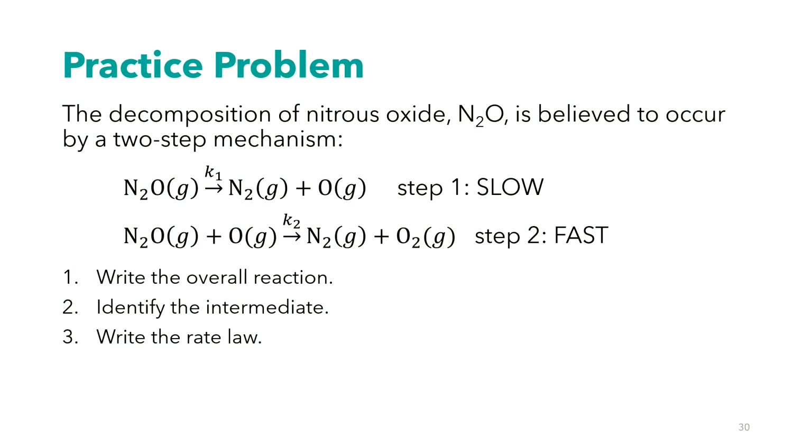So here is a practice problem for you. The decomposition of nitrous oxide, N2O, is believed to occur by this two-step mechanism. I want you to write the overall reaction, identify the intermediate, and then write the expected rate law.